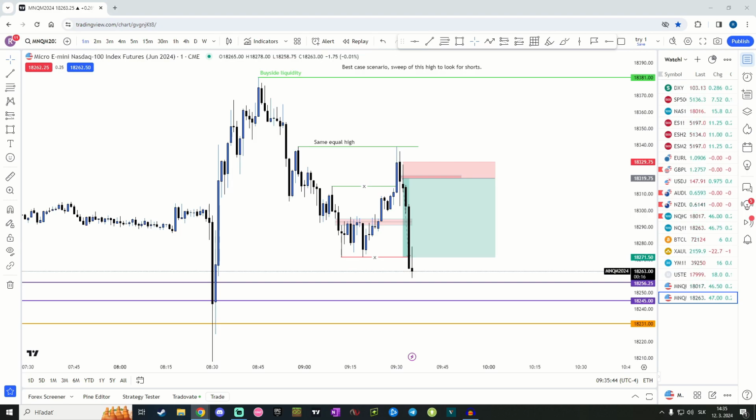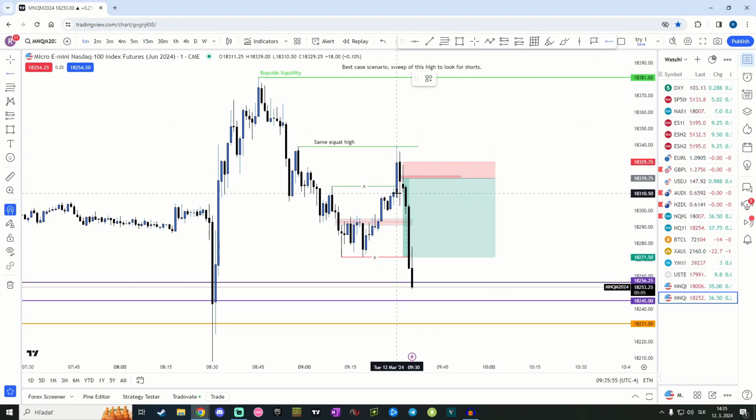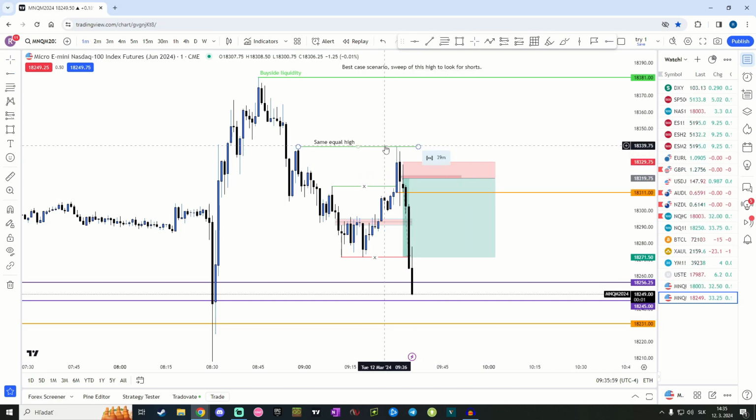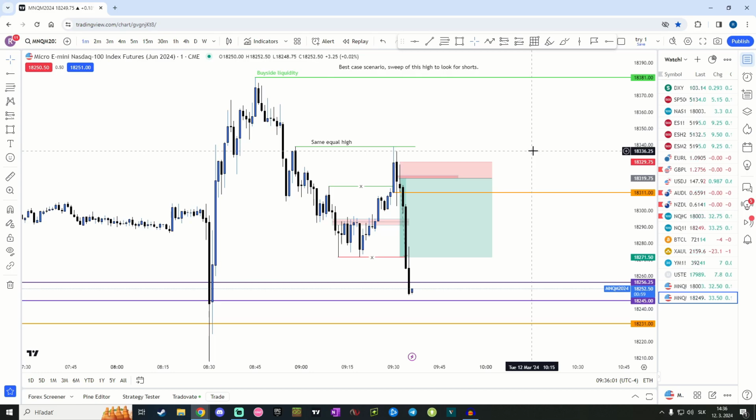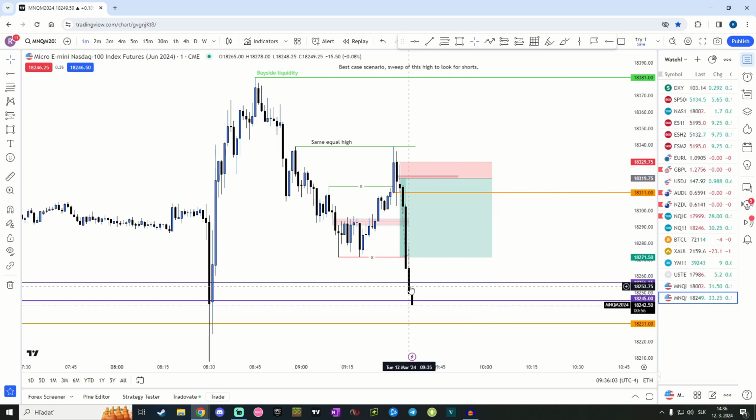I think on ES it's no longer valid because it took out the sell side liquidity as well. We can see we are now touching the new day opening gap. Let me mark also this opening trading range. So we now reprice the whole new day opening gap. We are coming back down to the opening range.